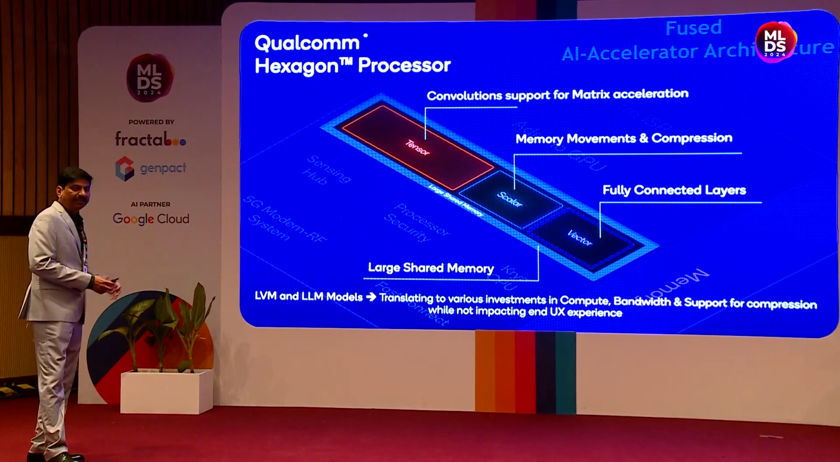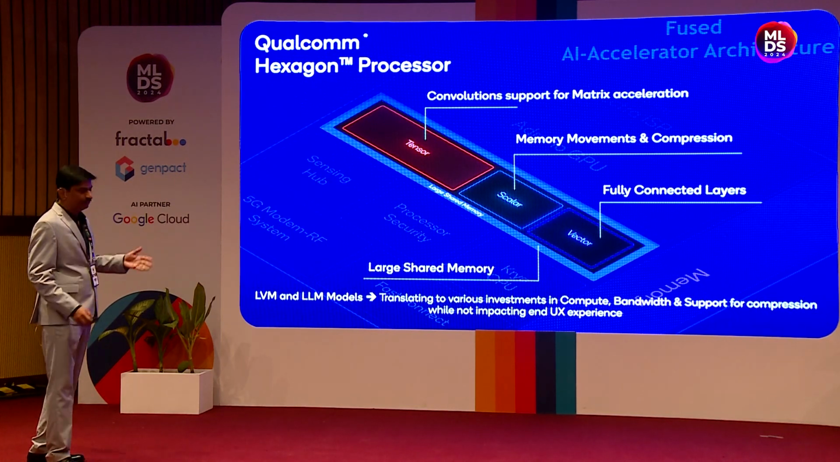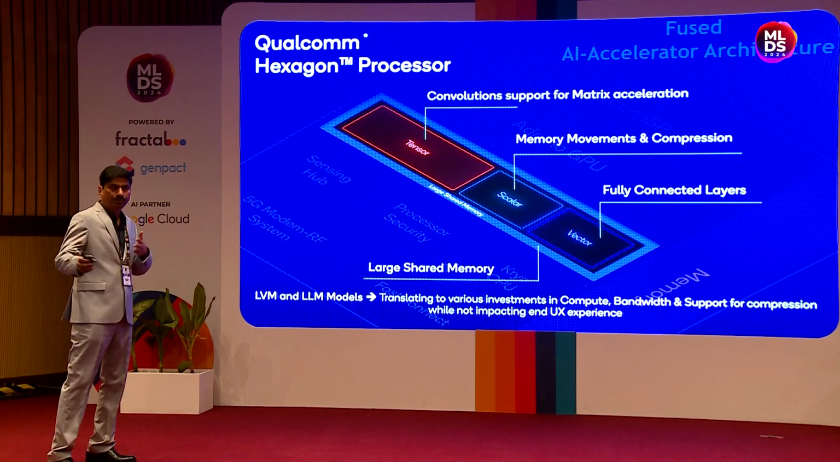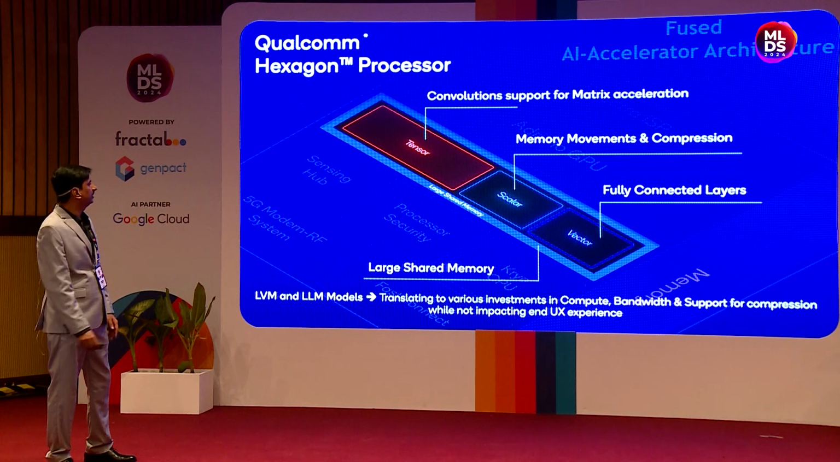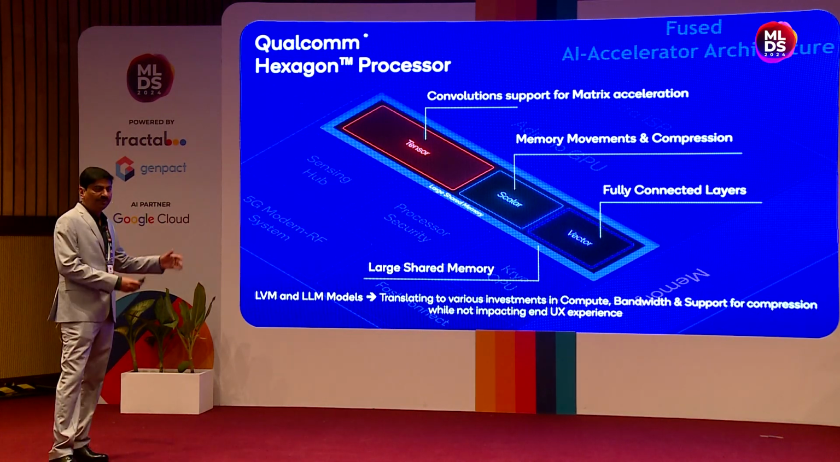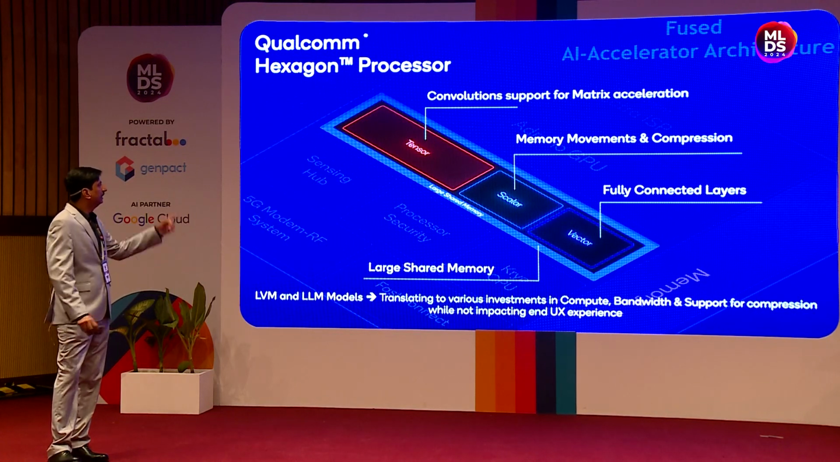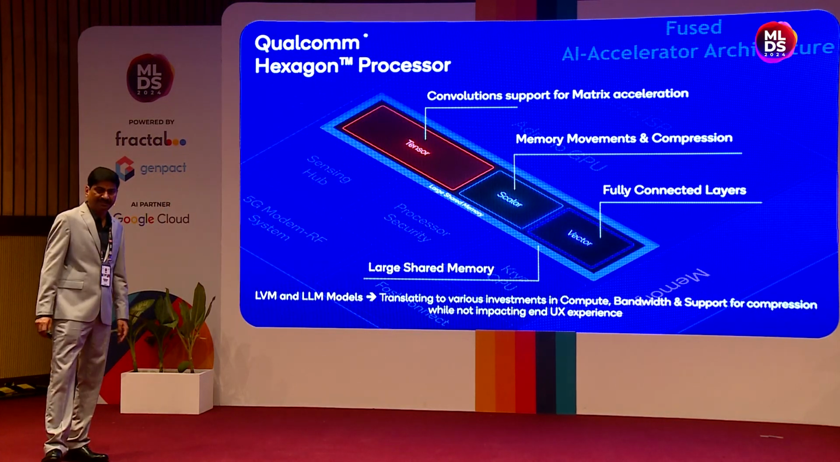The scalar block helps you do all the control operations, moving the data from memory to your tightly coupled memory, and making those controls and parallelization tasks. Then you have the vector, which handles the fully connected layer. All the SIMD operations are done in this vector. And then you have the tensor for matrix-based acceleration.